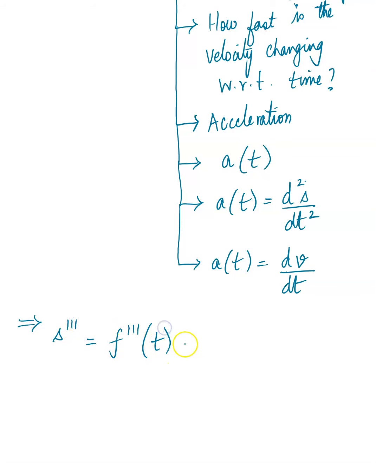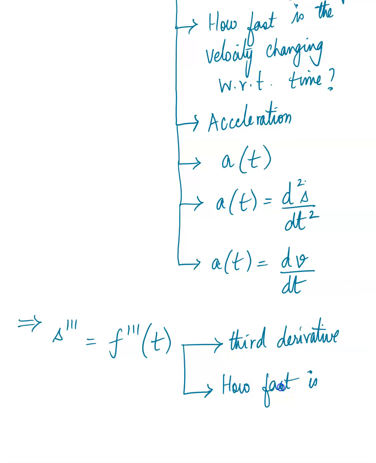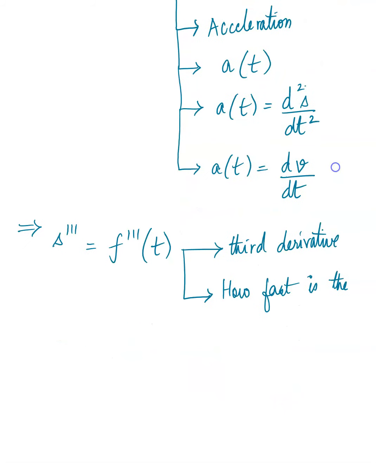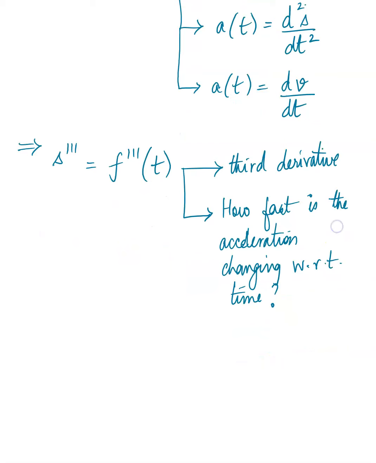Third derivative of t. So I'll just say third derivative. And the question now will be, how fast is the acceleration changing with respect to time? Each time it's always with respect to time, because that's the one constant thing over which we're seeing all these changes. So how fast is the acceleration changing?